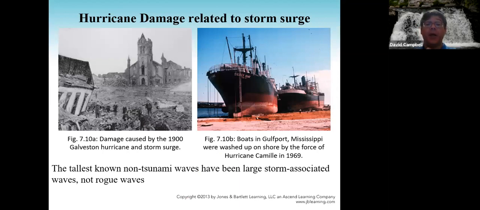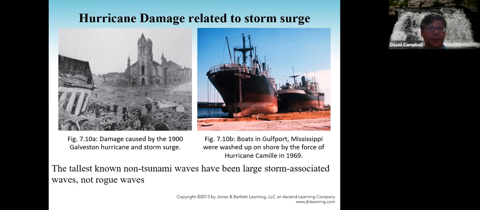Storm surge is a major part of the danger and damage associated with hurricanes. I have two pictures here. On the right we have a couple of ships that were washed ashore by Hurricane Camille, one of the strongest hurricanes to hit the Gulf Coast up there with Katrina and Laura this year as well. On the left is a picture from the 1900 Galveston hurricane. The damage from the storm surge there.